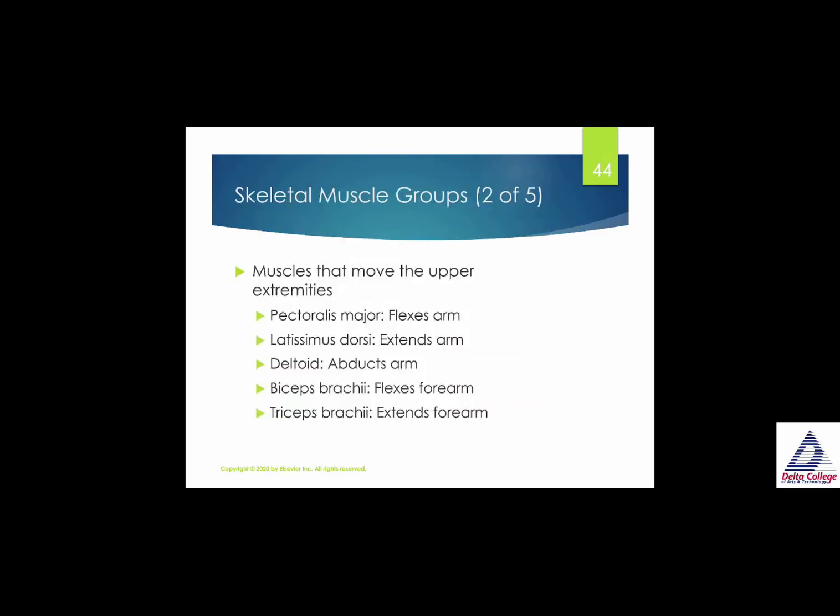Now let's focus in on muscles that move the upper extremities. So the muscles that move the upper extremities include the pectoralis major. This flexes the arm. Latissimus dorsi extends the arm. Deltoid abducts the arm. Biceps brachii flexes the forearm, and triceps brachii extends the forearm.